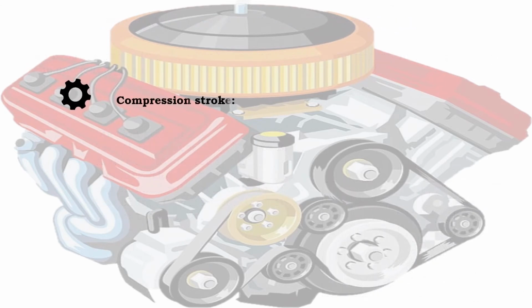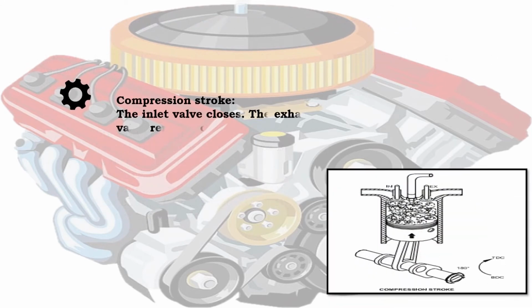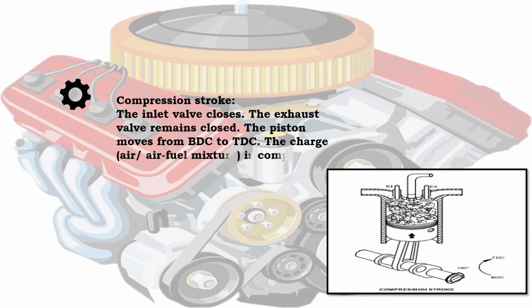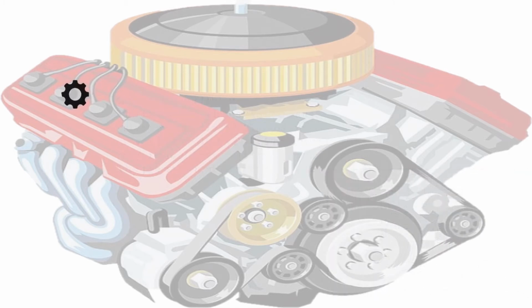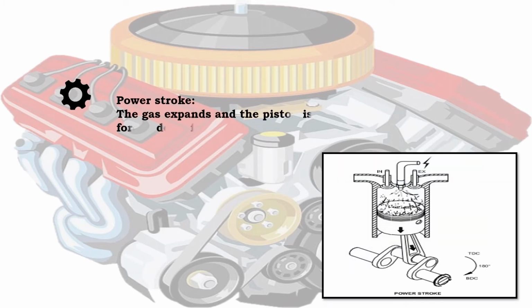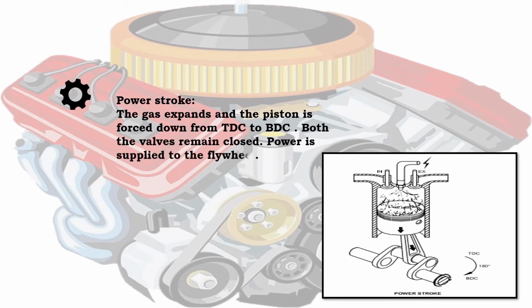Compression stroke: the inlet valve is closed, the exhaust valve remains closed. The piston moves from BDC to TDC. The charged air-fuel mixture is compressed. The pressure and temperature rise. Power stroke: the gas expands and the piston is forced down from TDC to BDC. Both valves remain closed. Power is supplied to the flywheel.